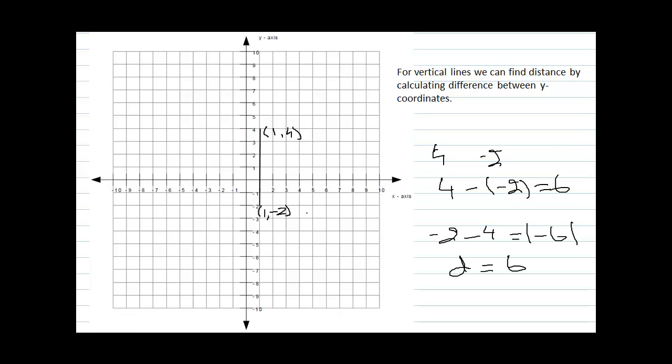You can also calculate the difference between y-coordinates by looking at this graph visually. As you can see, this vertical line is 4 units above the x-axis, and 2 units below the x-axis, and adding 4 and 2 gives us the same distance, which is 6.